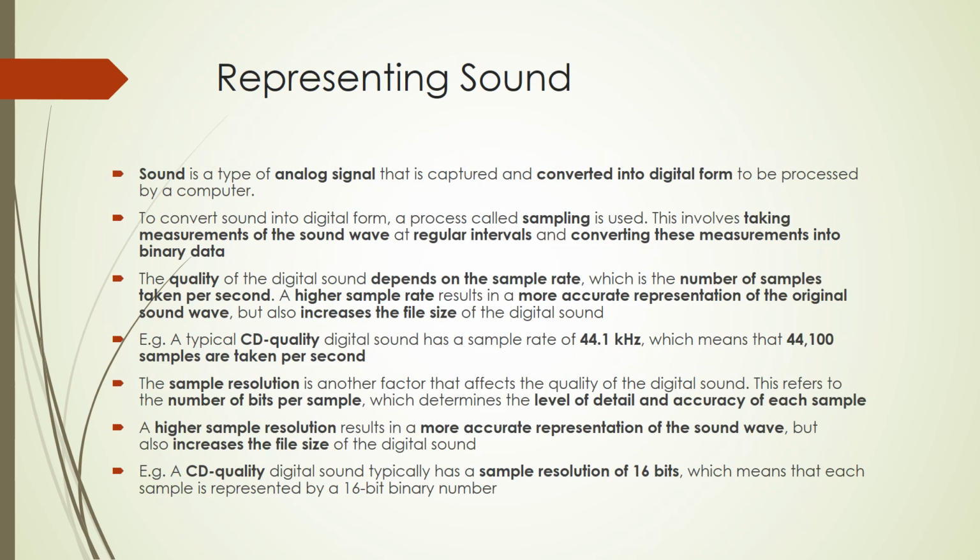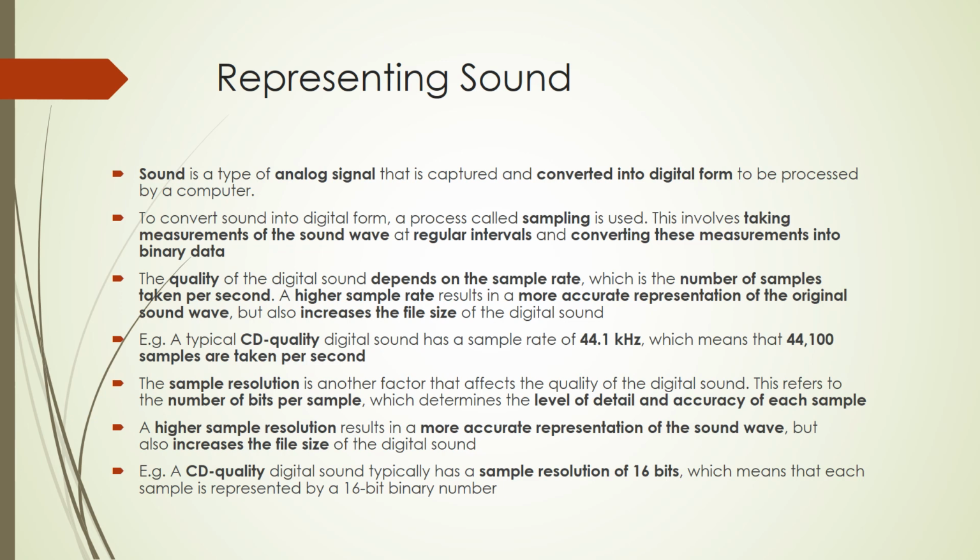Next type of data is sound. Sound is a type of analog signal that is captured and converted into a digital form to be processed by a computer. To convert sound into digital form, a process called sampling is used. This involves taking measurements of the sound wave at regular intervals and then converting these measurements into binary data.